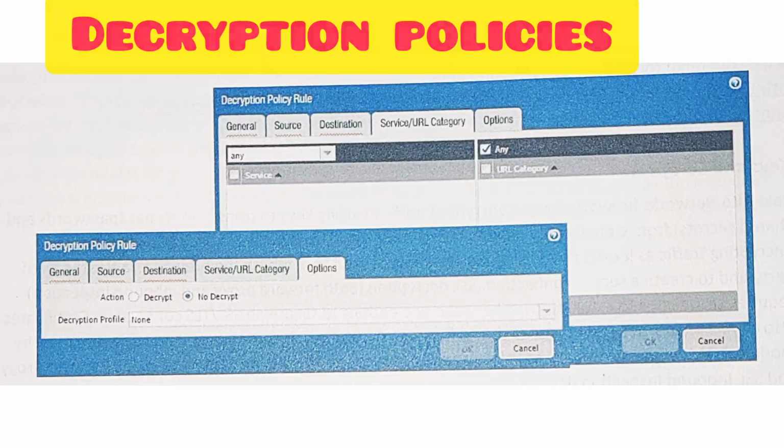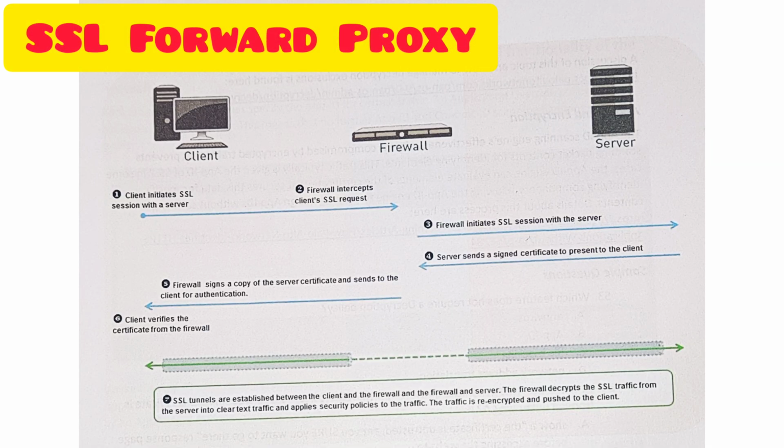Now let's understand SSL forward proxy. Decryption of outbound SSL traffic is commonly implemented in the form of SSL forward proxy, which features the firewall as an intermediate communication node. This deployment is commonly referred to as a man in the middle. The following figure shows the communication like a man in the middle.